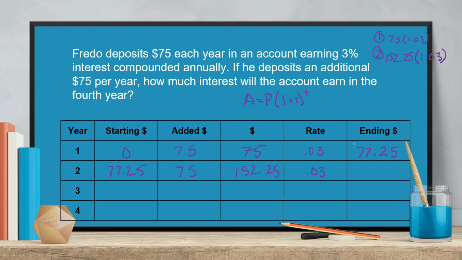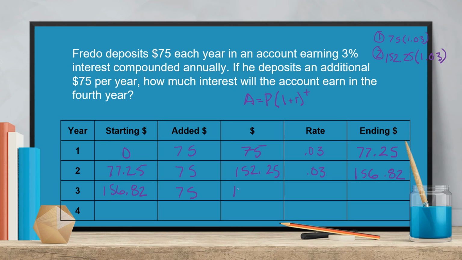And you should come up with $156.82. Remember, we round up. If the number out here was 0.817, the 7 is 5 or greater, so we round up. Now his starting balance here is $156.82. He adds $75.